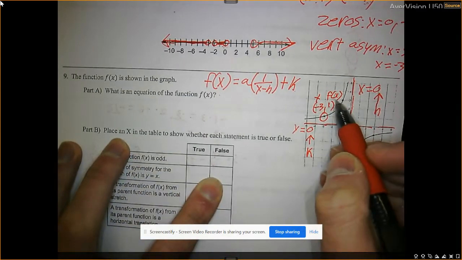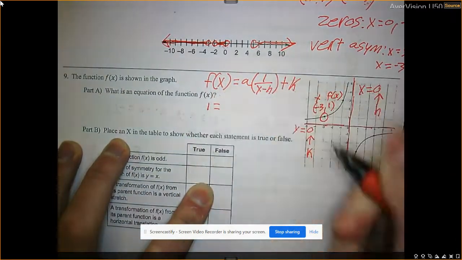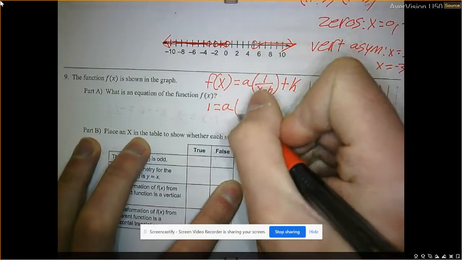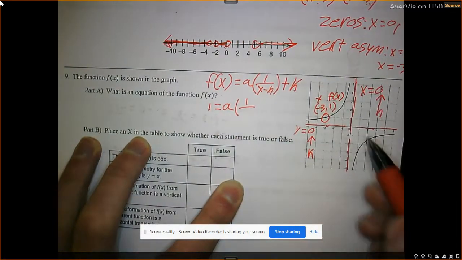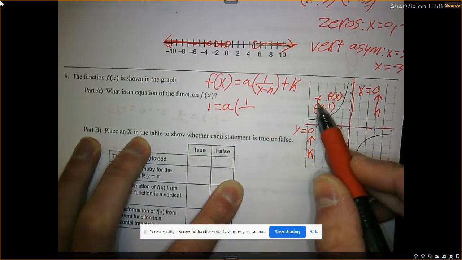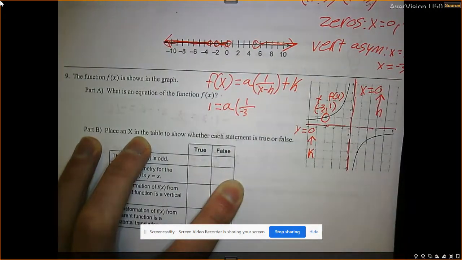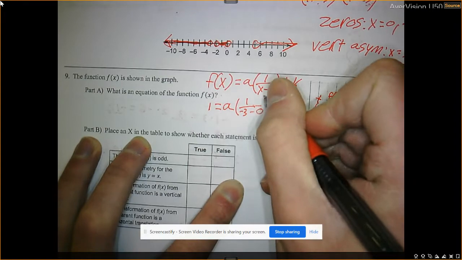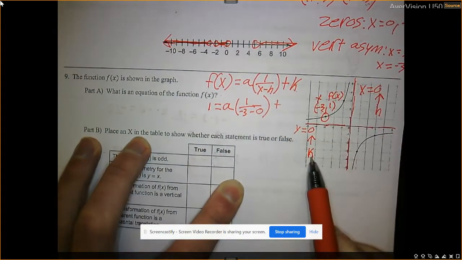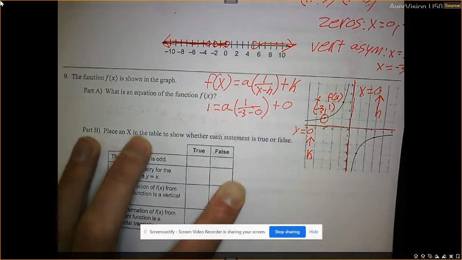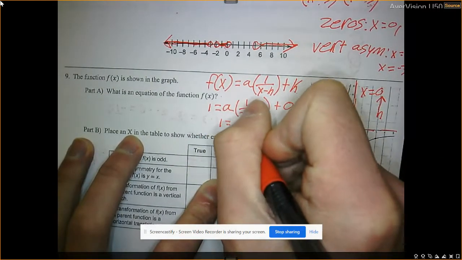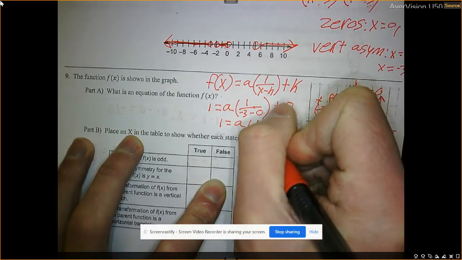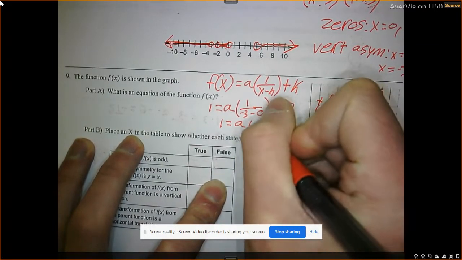So if f of x is 1, I'm going to now say 1 equals a. Well, that's what I don't know. That's my one unknown that I'm solving for. Times 1 over x minus h. But remember, my x in this case, we're using -3, minus h, well, my h is 0, plus k. Well, once again, my k is 0 also. So really this becomes 1 equals a times -3 minus 0 is just -3. And then plus 0, that doesn't change anything.